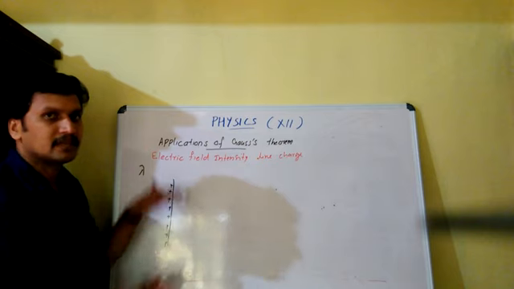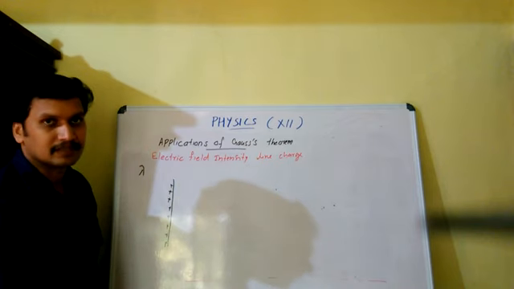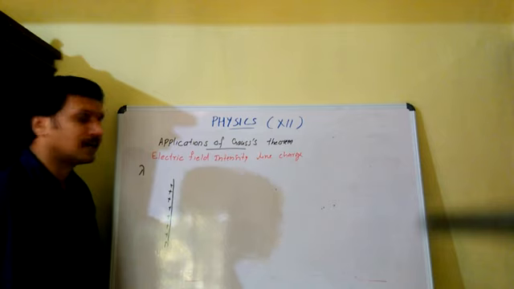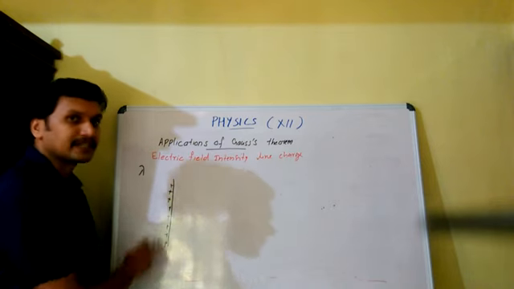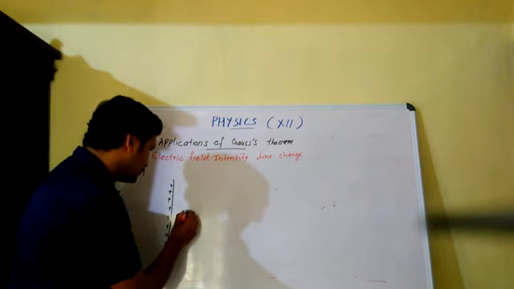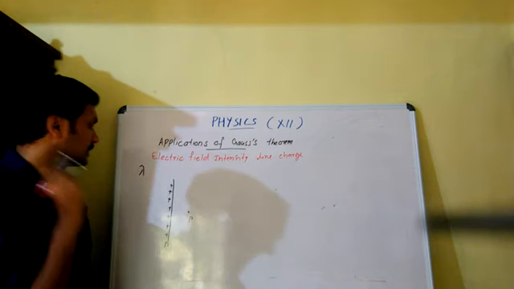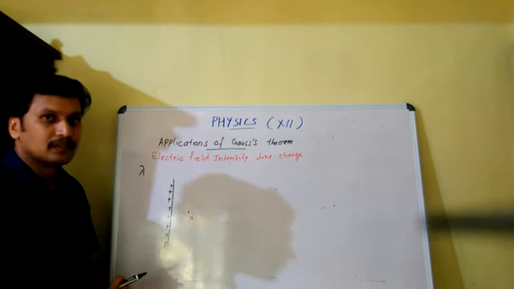Charge density means charge per unit length, having a unit of coulombs per meter. Lambda is the charge per unit length of this conductor. Our aim is to find what is the electric field at a point P.